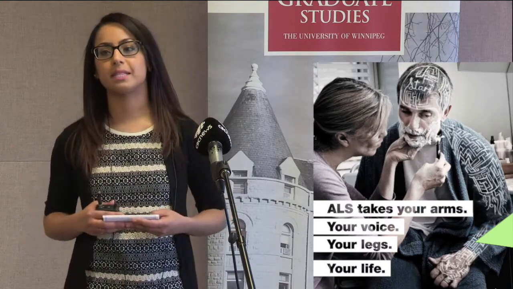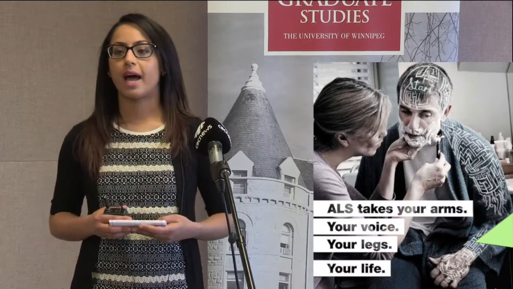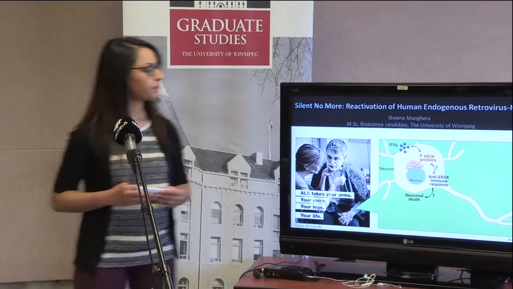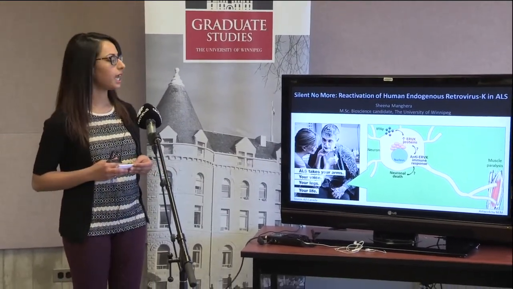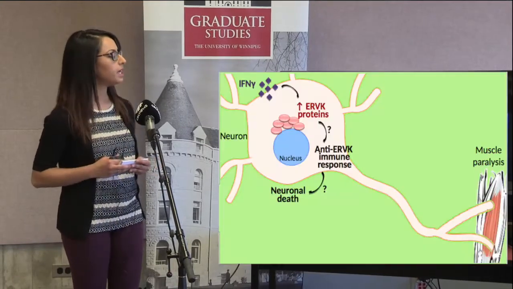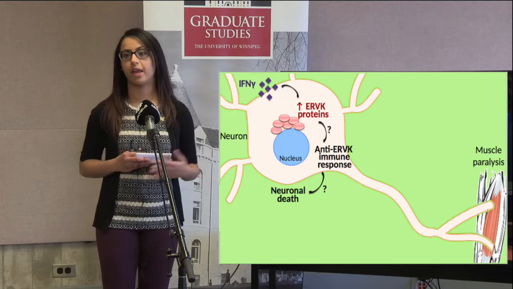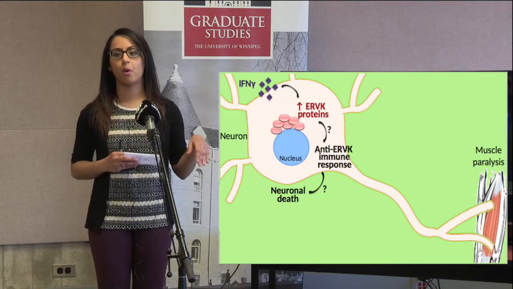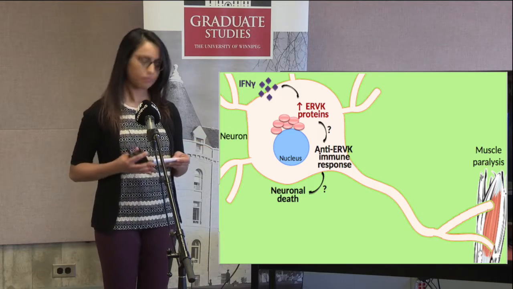So determining these mechanisms is the goal of my master's thesis. We've found that a human protein called interferon gamma, shown here, can activate ERV-K expression in neurons that we grow in our lab. And then what could happen is that you could get an anti-ERV-K immune response, like a typical antiviral response, which may promote neuronal death, causing muscle paralysis.